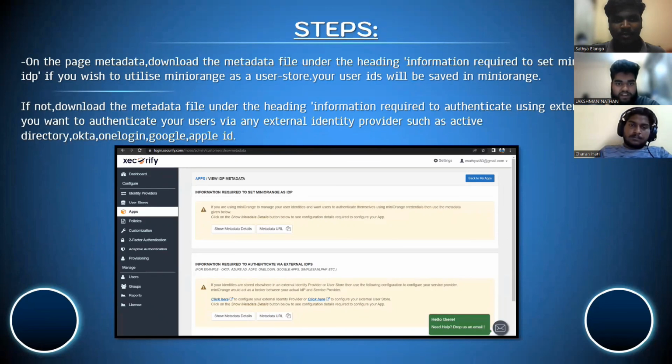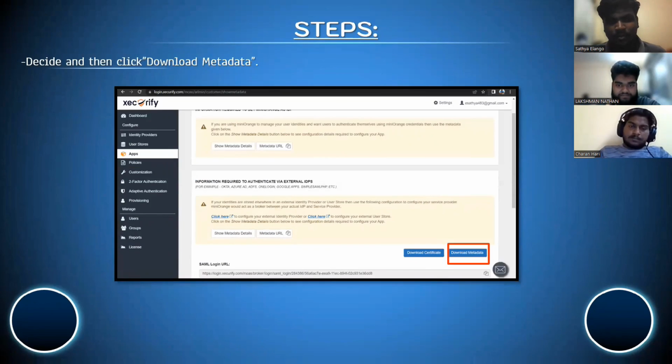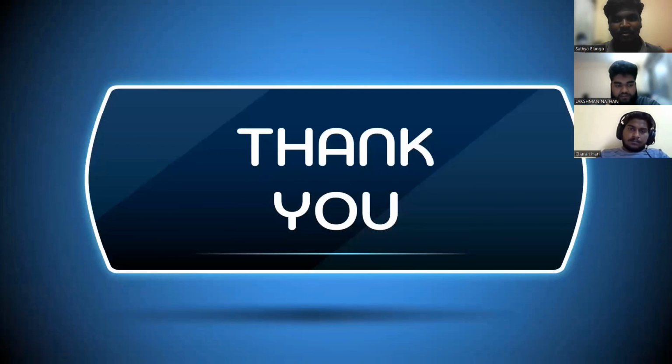If you wish to utilize miniOrange as a user store, your user IDs will be saved in miniOrange. If not, download the metadata file under the heading information required to authenticate using external IDPs, if you want to authenticate your users via any external identity provider, such as Active Directory, Okta, OneLogin, Google, or Apple ID. Now decide and then click download metadata. So that's all for the miniOrange steps.